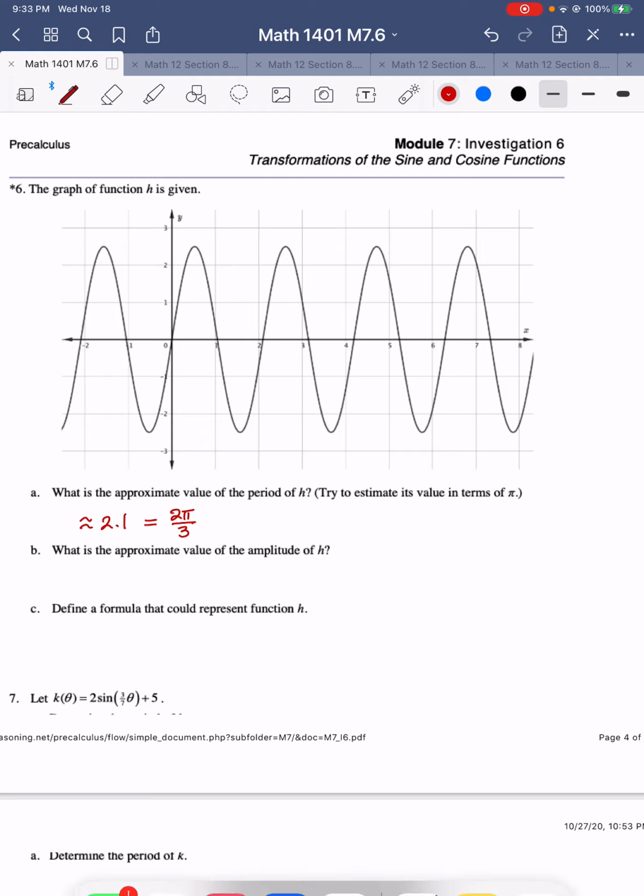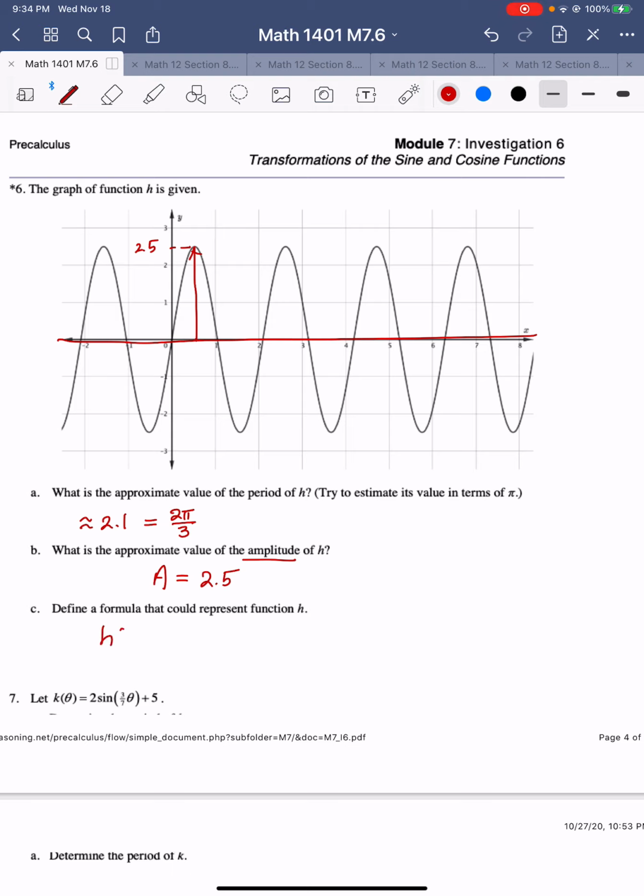Okay, and then what is the amplitude? So from the middle line, right? How high does it go up? Okay, so I want to say this is about 2.5. So the amplitude is 2.5. Then define the formula that could represent the function h.